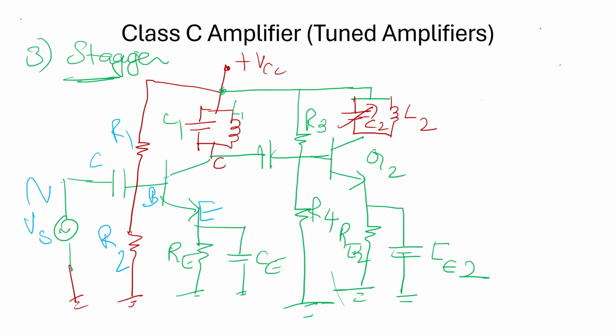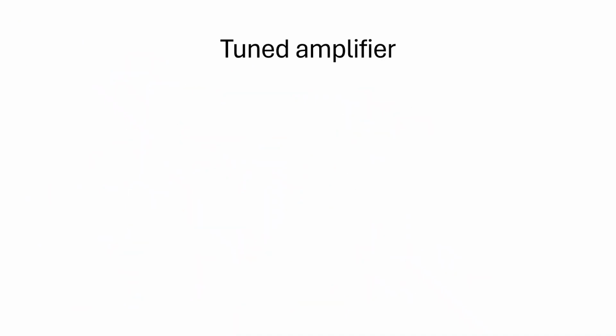So from this we understand that this first portion is a single tuned circuit and the second portion is again a single tuned circuit, but it is coupled together to form a class C amplifier called the stagger tuned amplifier. The output of the first amplifier is taken and coupled to the base of the next stage of single tuned amplifier, thus called a stagger tuned amplifier.